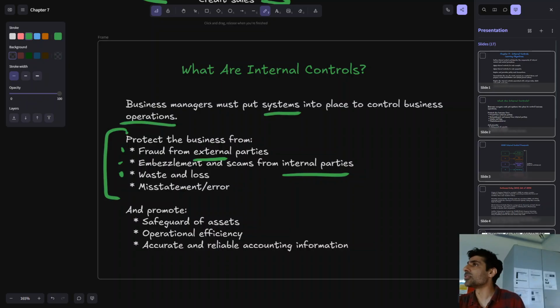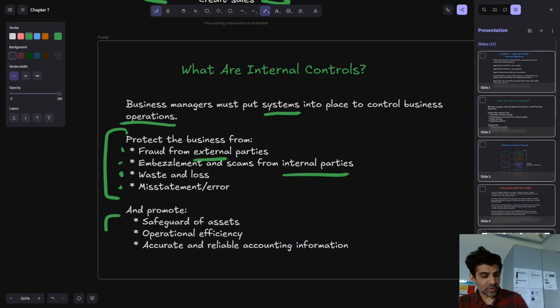So again, even if there's no scam involved, like if you're not keeping track of the company's laptops, for example, they just get lost. You have to keep buying more. So you want to control waste and loss. That's also an expense for your business. Okay, so you want to have systems in place to manage that. And then, of course, mistakes and errors, because that can be costly for your business too.